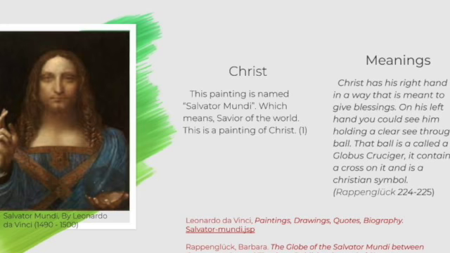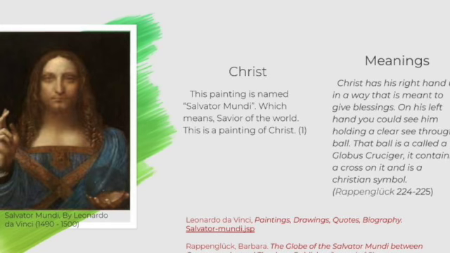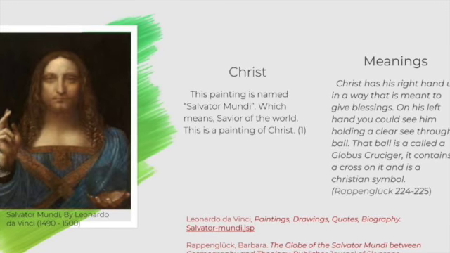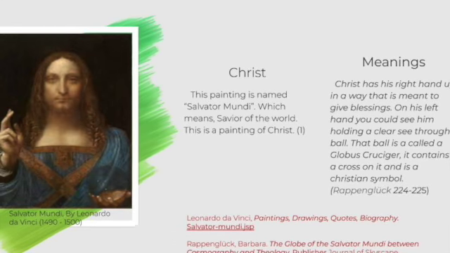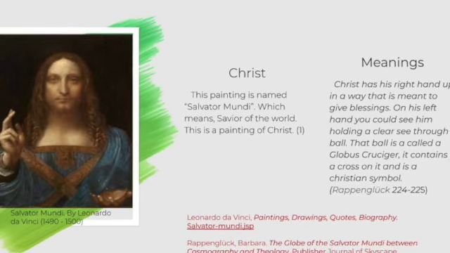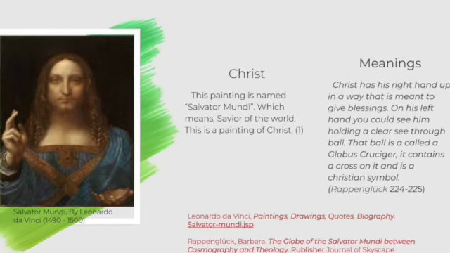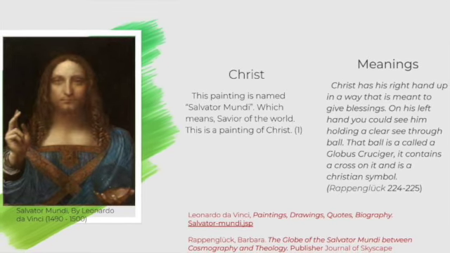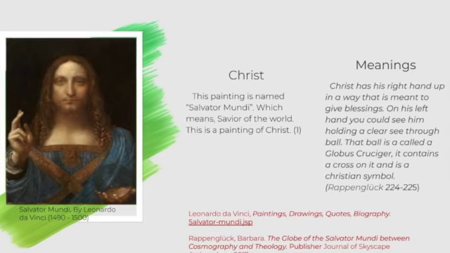Here is another famous painting created by Leonardo da Vinci. This religious painting is called the Salvator Mundi, which in Latin means the Savior of the world. This painting is meant to depict Jesus Christ and how Leonardo da Vinci thought he'd look. Christ has his right hand up in a way that is meant to give blessings. And if you notice, you can see something that looks like a clear ball in his left hand. That ball is called the Globus Cruciger. It contains a cross on it and is a Christian symbol of authority.